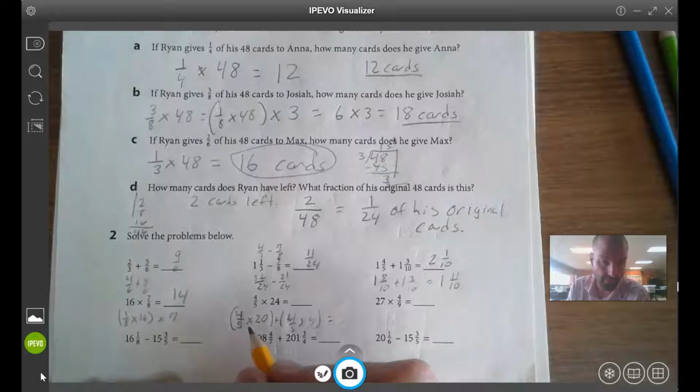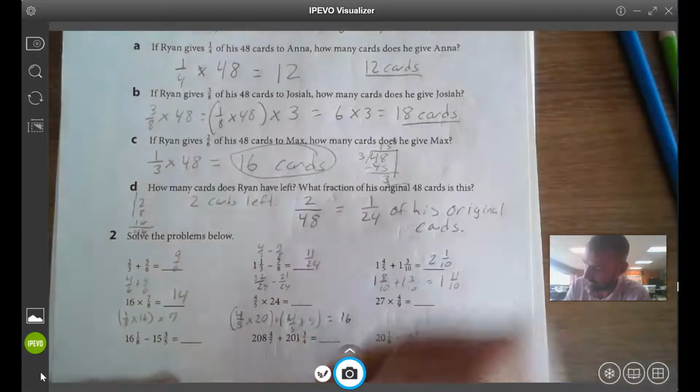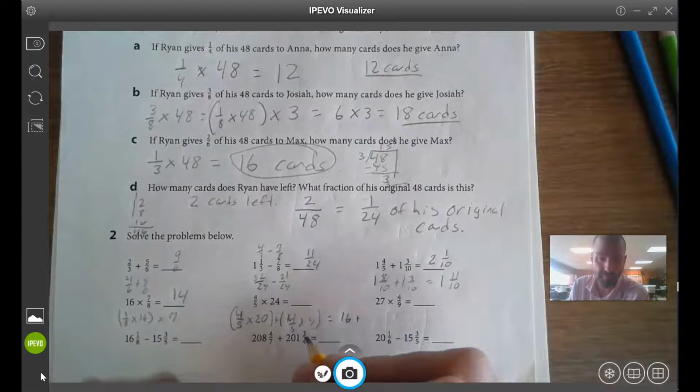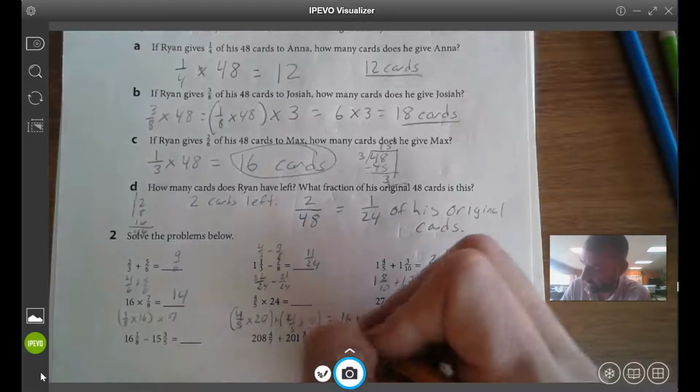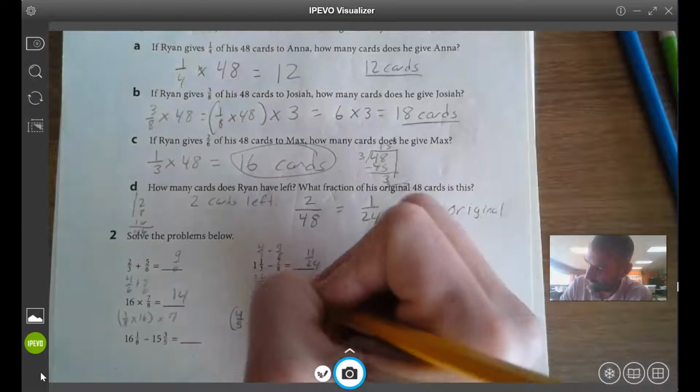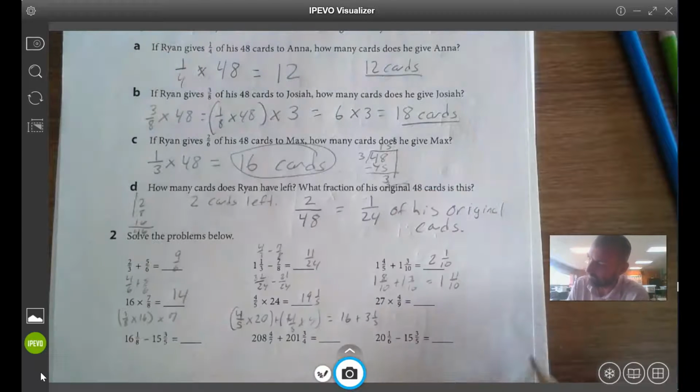All right, so that's 1/5 is 4. 4/5 is 16. Plus, then 4/5 times 4 is 16/5, which is 3 1/5. It's going to give us 19 1/5.